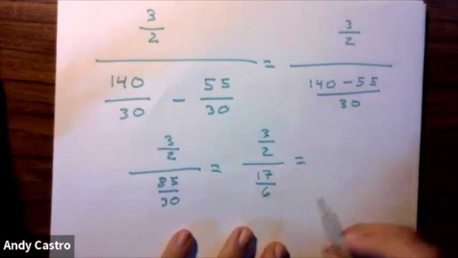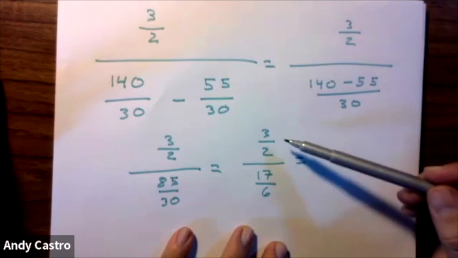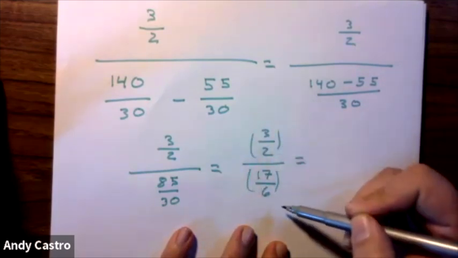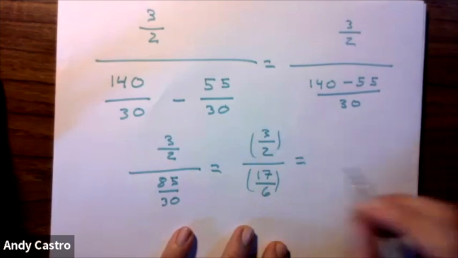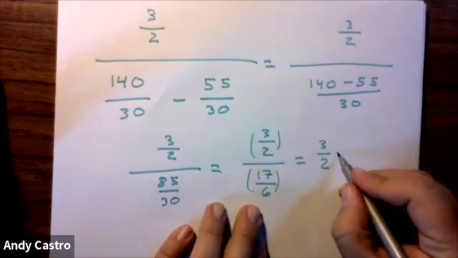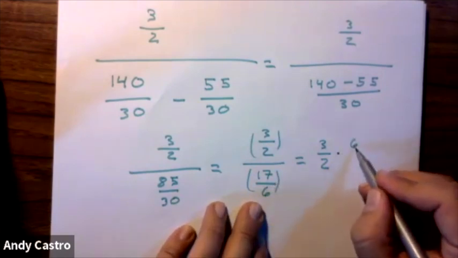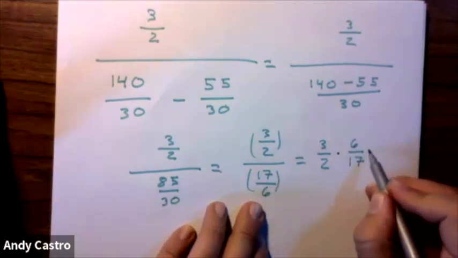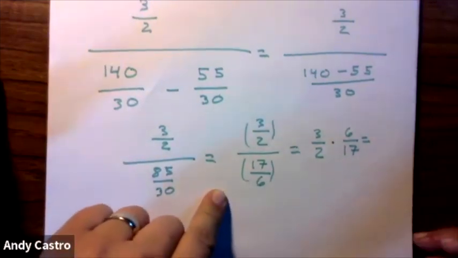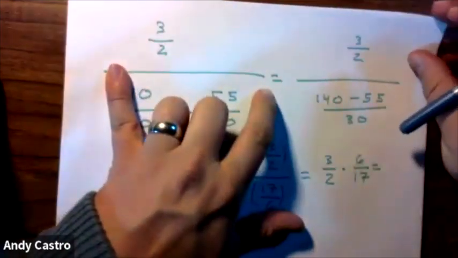Then what I can do is divide the top fraction by the bottom fraction. And the way that we do that is you take your top fraction, 3 halves, and you multiply it by the inverse of the denominator. Anytime we divide by a fraction, we multiply by the inverse. Now let me prove that to you, because again, that's a math trick that went unexplained right there.